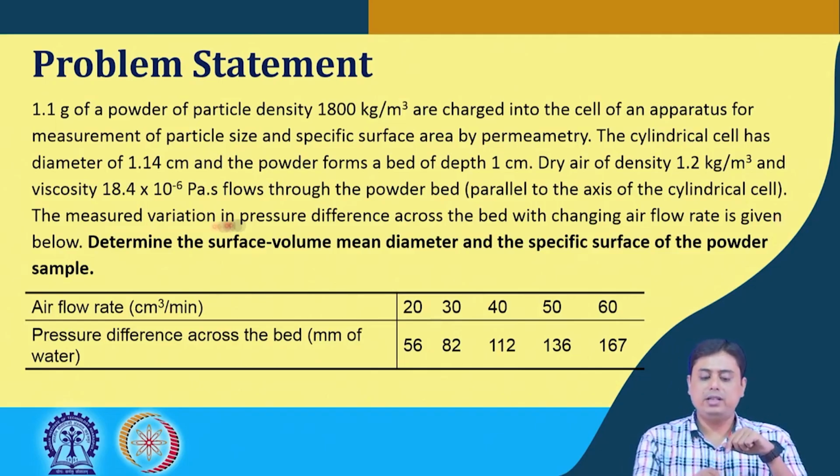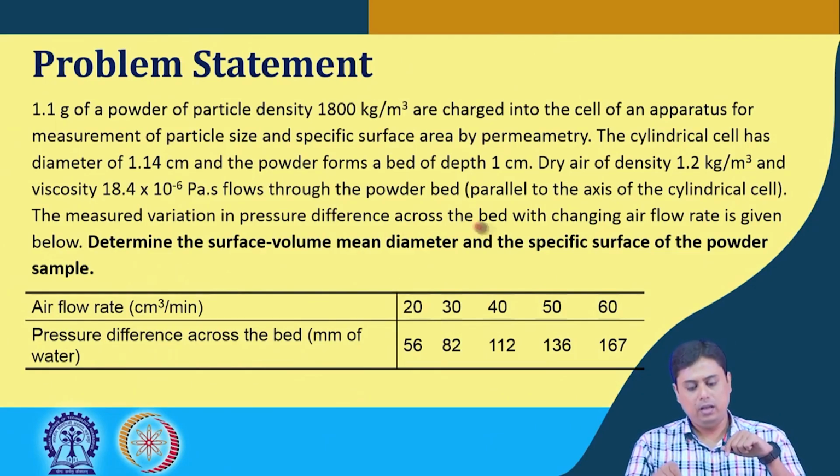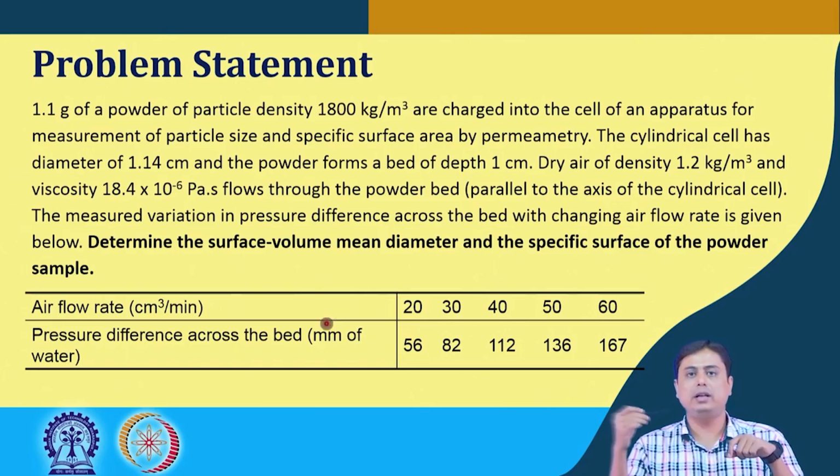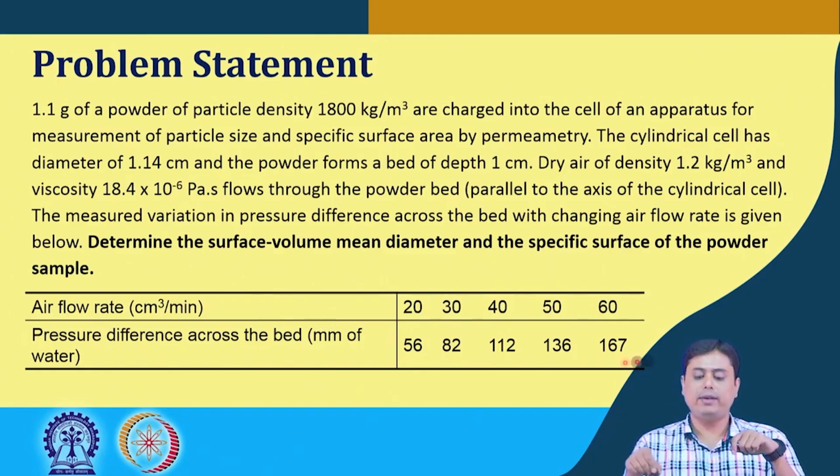Now the measured variation of pressure difference across the bed with changing air flow rate is given in the following table. So as you increase the air flow rate, the bed pressure increases, and we can find from this table how it changes.